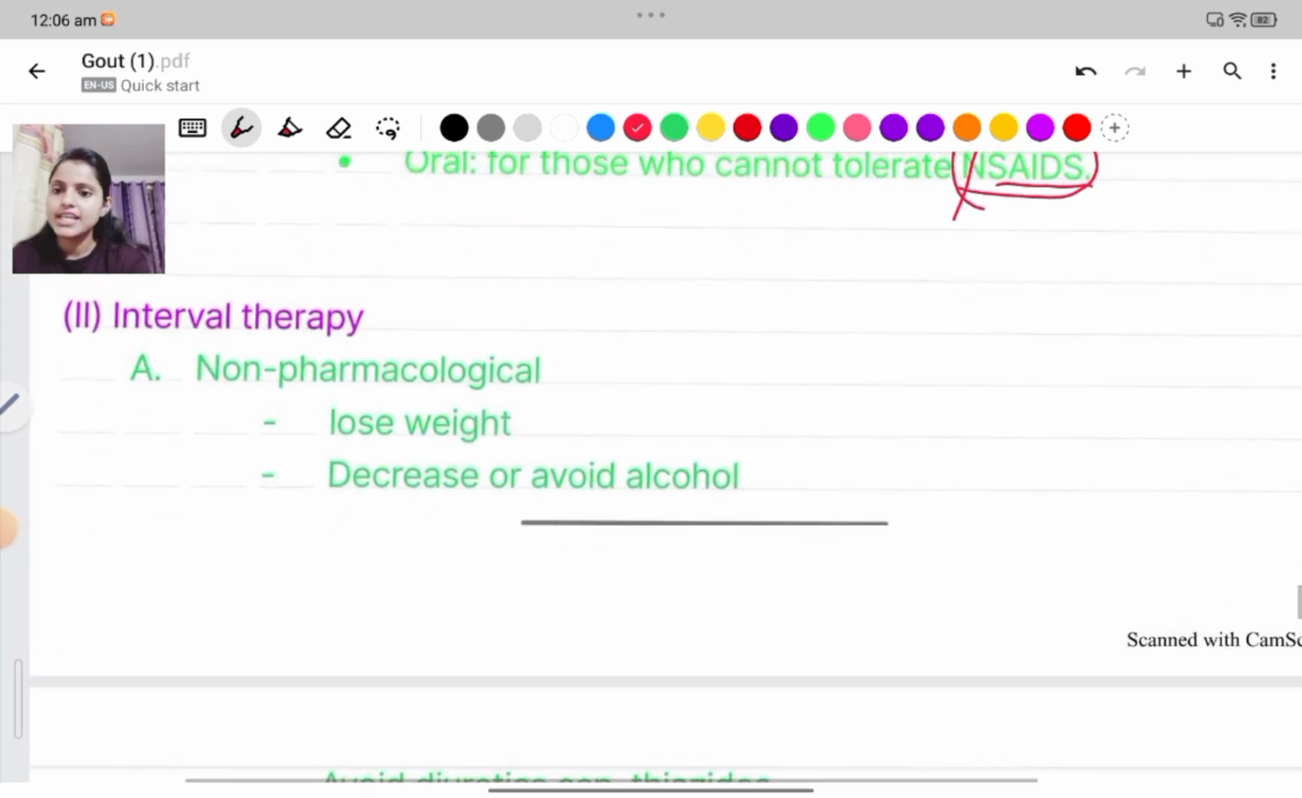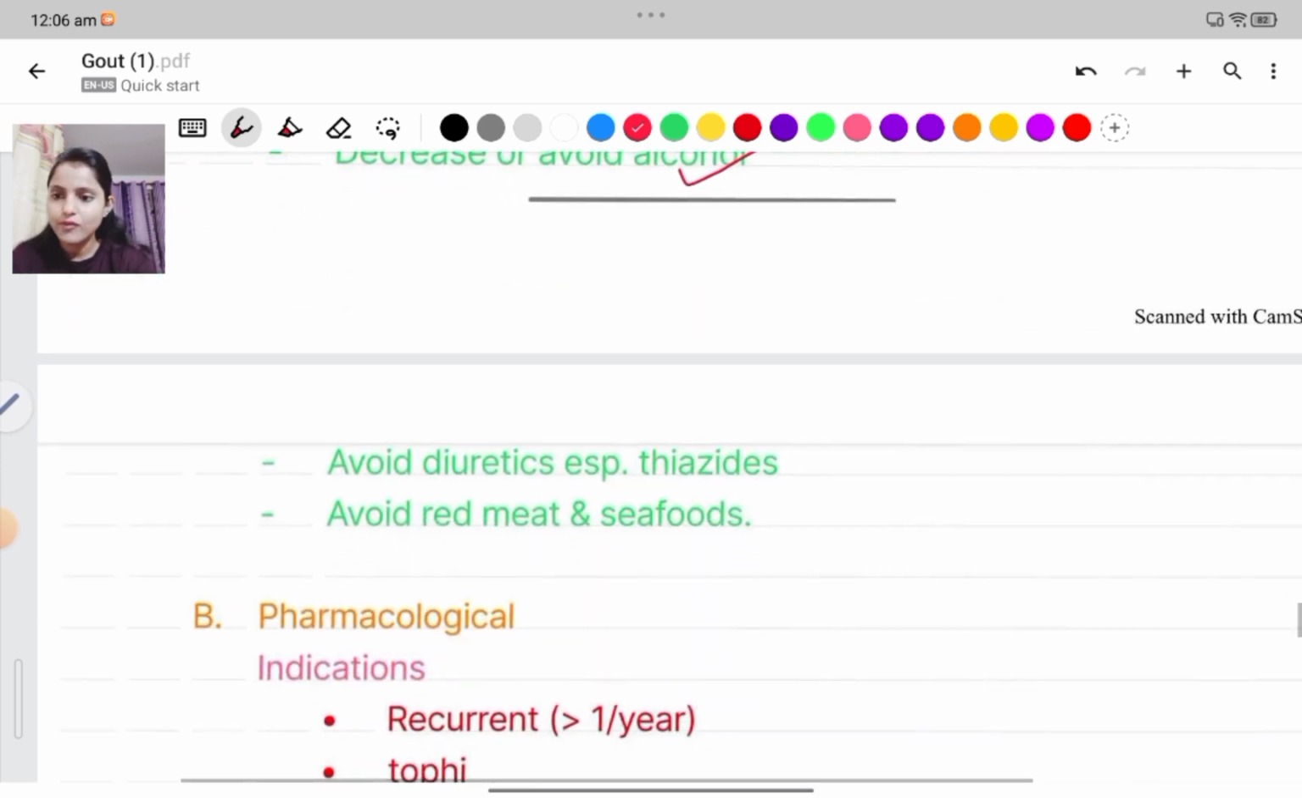Interval therapy in between the acute gout attacks. Non-pharmacological treatment: if the patient is obese, we advise them to lose weight and decrease or avoid alcohol intake. Avoid diuretics, especially thiazides, and avoid red meat and seafoods.